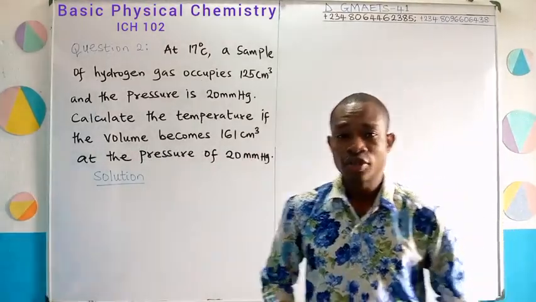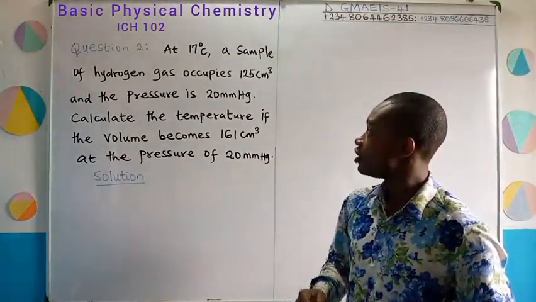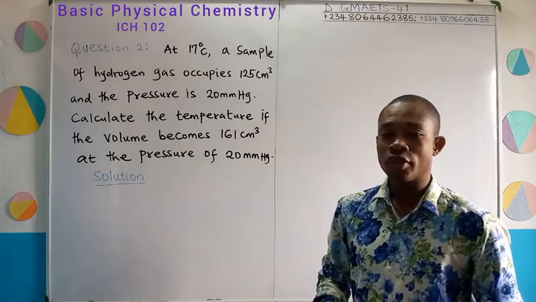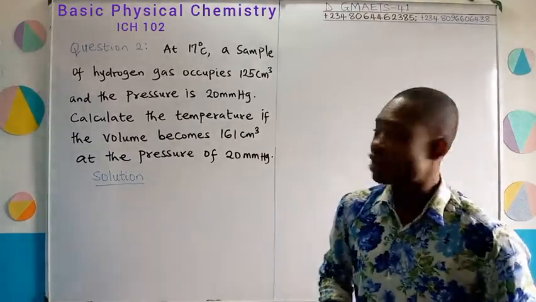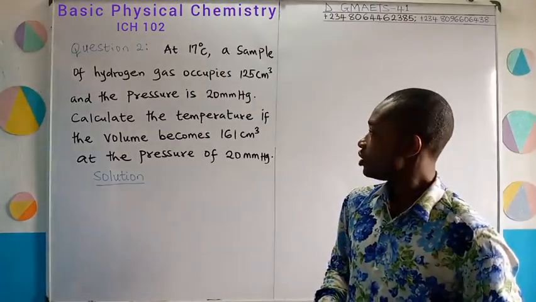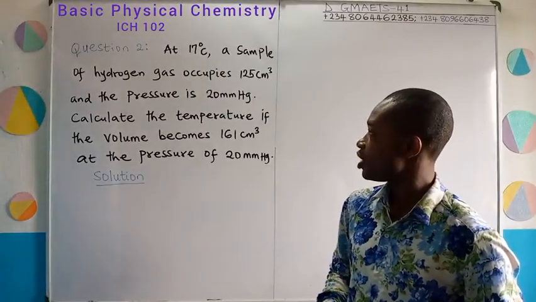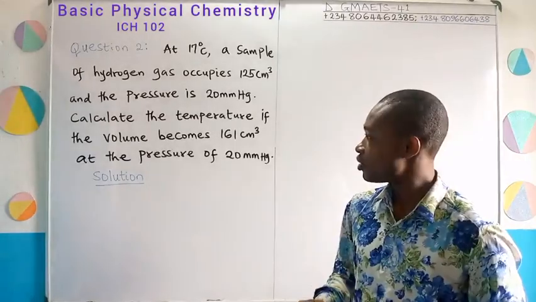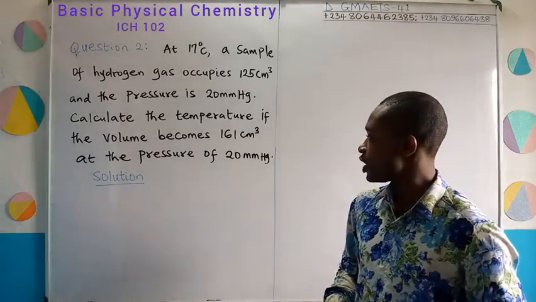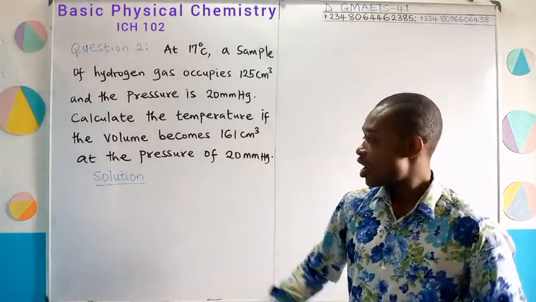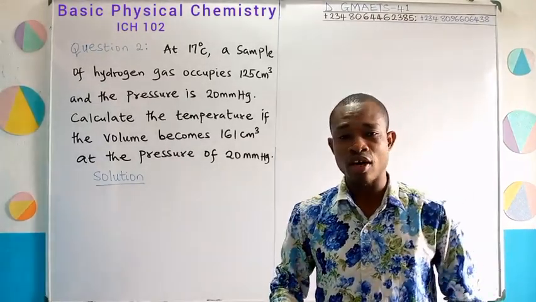The second question reads, at 17 degrees Celsius, a sample of hydrogen gas occupies 125 cubic centimeter and the pressure is 20 millimeter of mercury. Calculate the temperature if the volume becomes 161 cubic centimeter at the pressure of 20 millimeter of mercury.